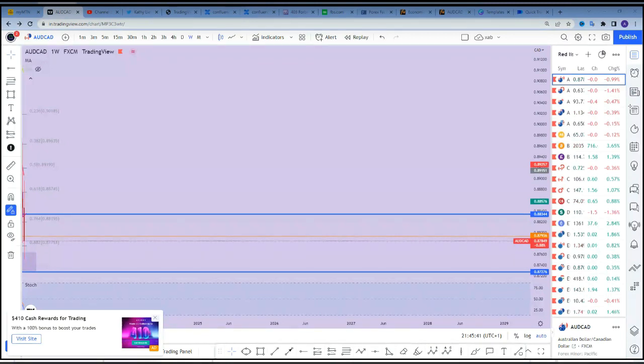So having said that, the next thing we want to talk about is, one, any strategy that will work for you must be able to show you the direction of the market.